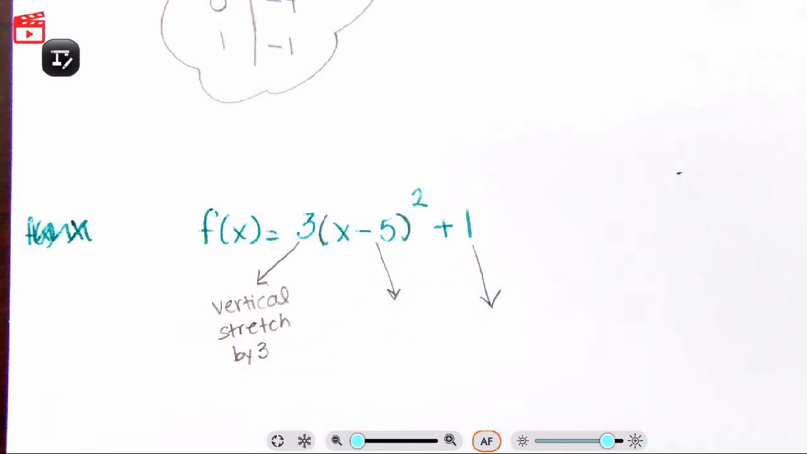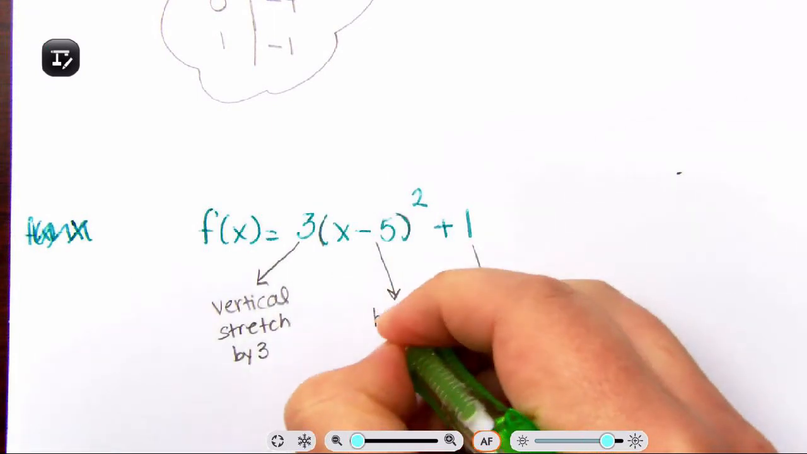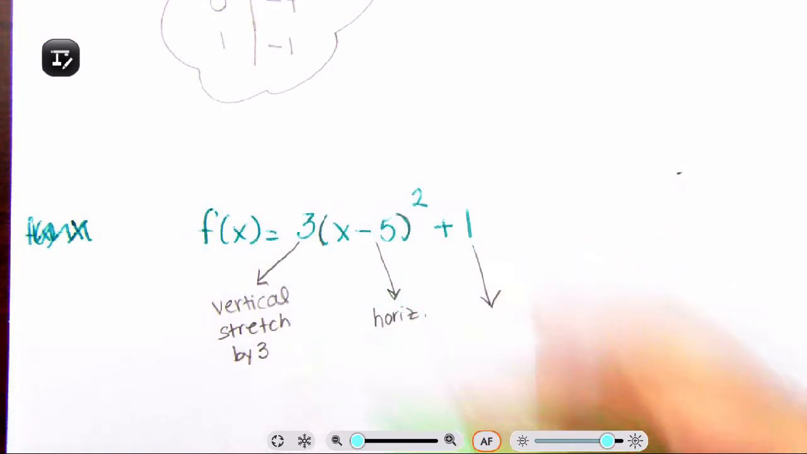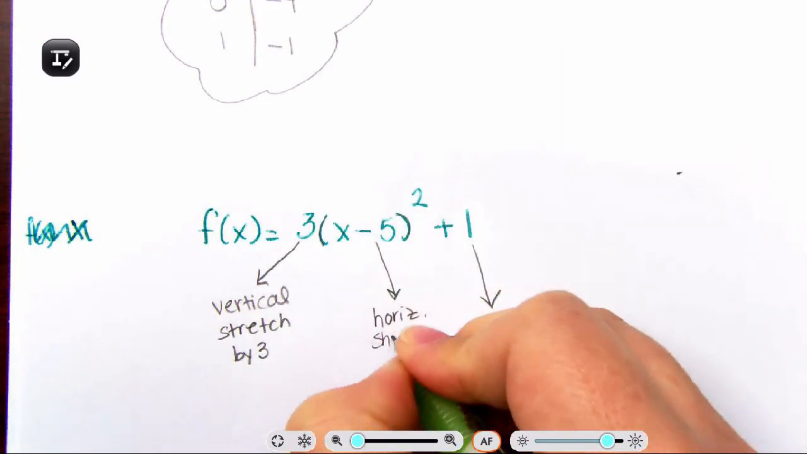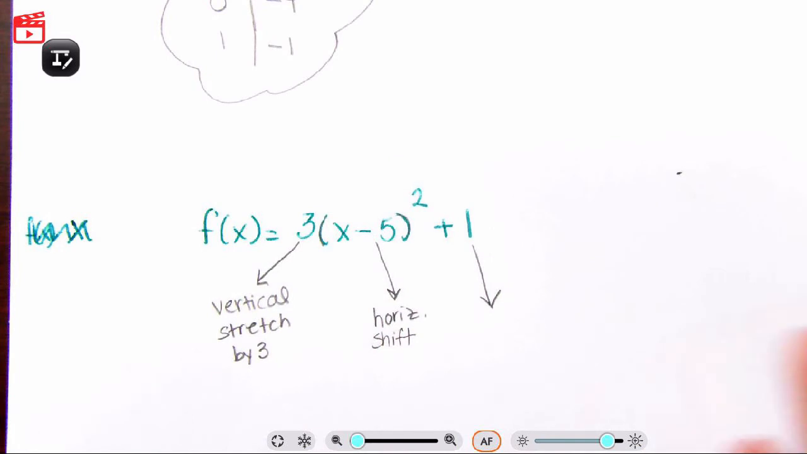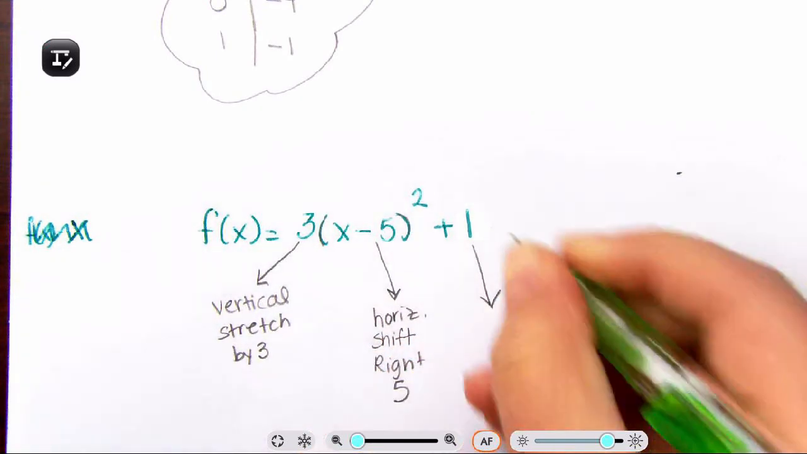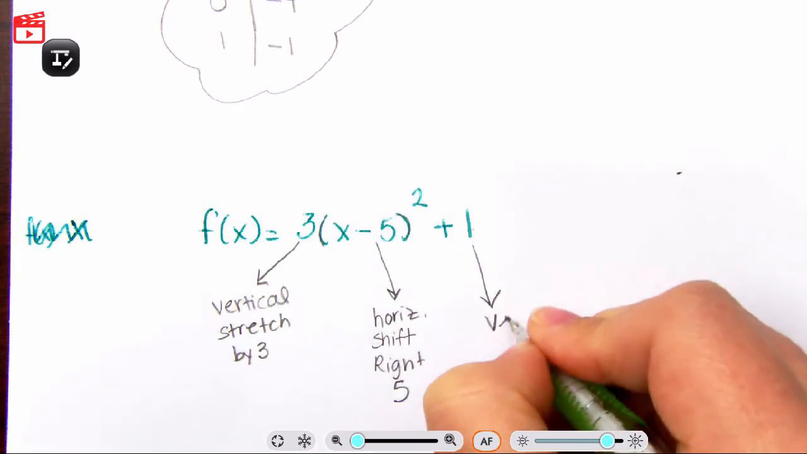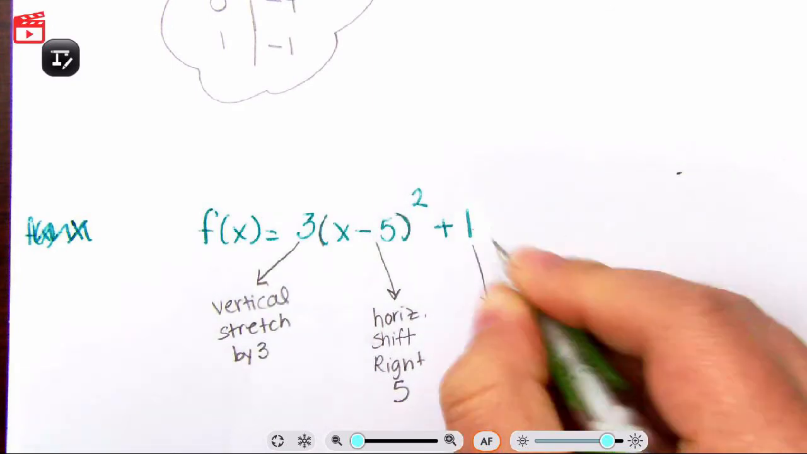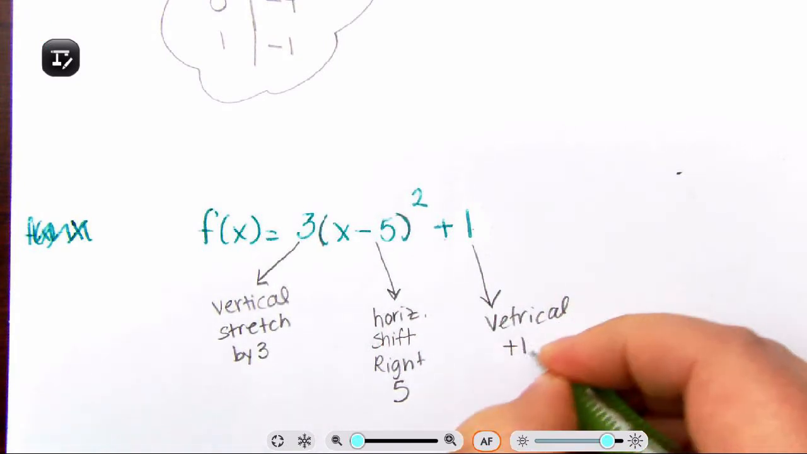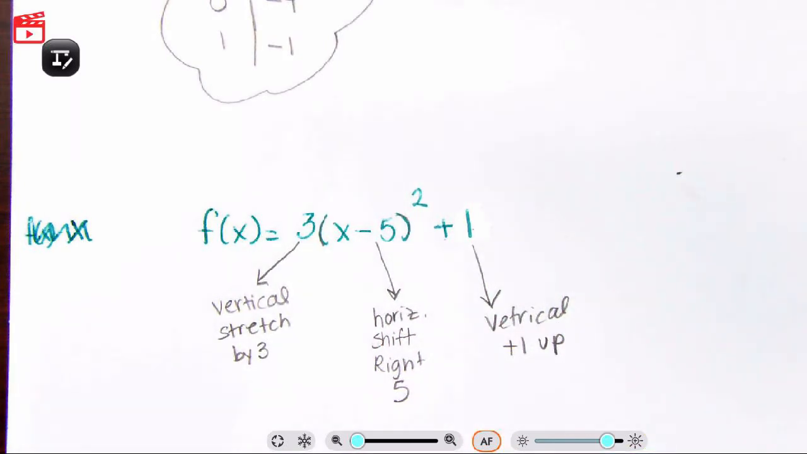So then I have a minus 5. Inside the bubble, you think opposite. So if you see a minus 5, that means you're going to add 5. So you have a horizontal, not stretch. We have a horizontal shift, and we're shifting to the right by 5. Now I have outside the bubble. Outside the bubble is always vertical, and I'm doing what it's telling me. I'm adding 1, and that means I'm going up 1.